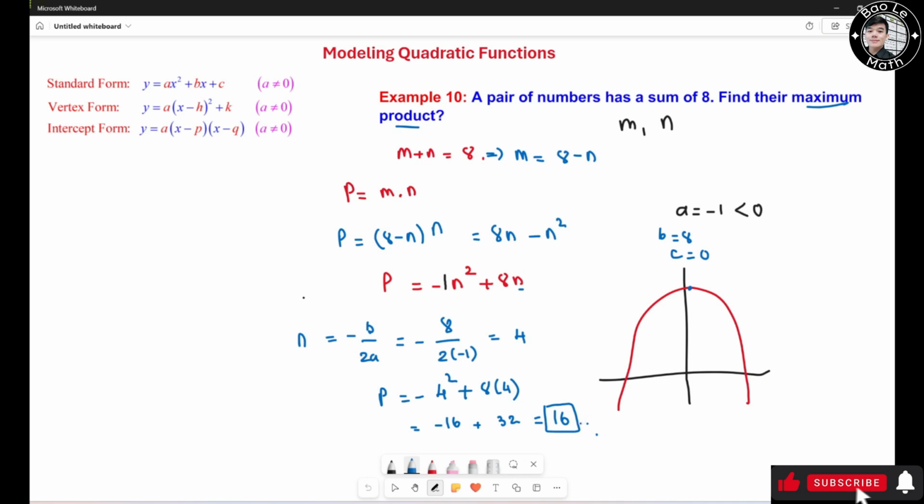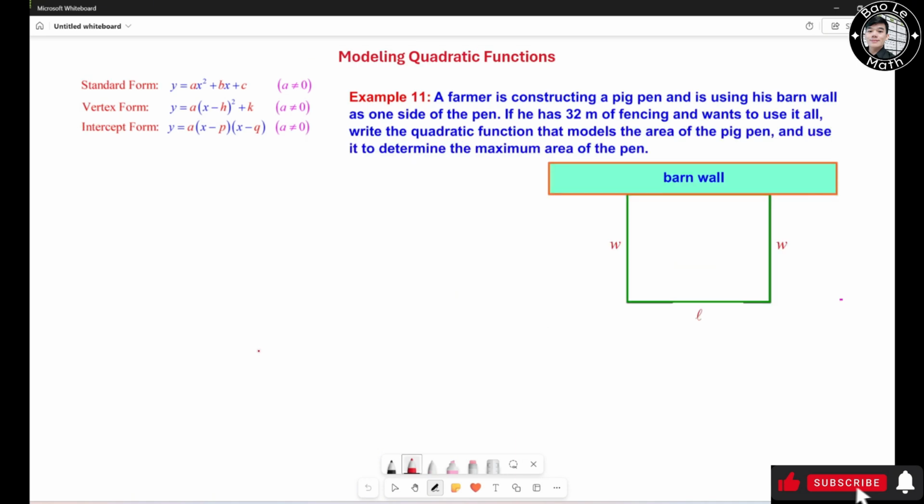Now, if the question asks you to find two numbers, then you substitute back over here: n equals 4, and the product is 16. You take 16 and divide by 4 to get m. So m equals 4. Now, the following examples are for Algebra 2.